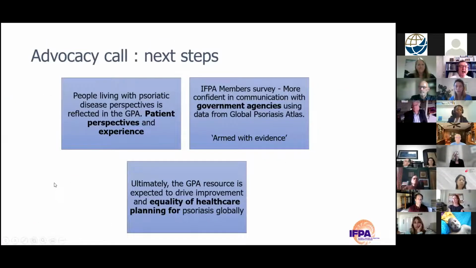Finally, before I get to the end, the advocacy call and the next steps. People living with psoriatic disease do want their perspectives heard and their experiences shared, and we do not underestimate the power of these conversations that go on in very local contexts. Secondly, IFPA member surveys continue to provide more information, and patient member associations have approached government agencies using the same data from the Global Psoriasis Atlas. We're calling it Armed with Evidence, and using this to close the gap between knowledge and action. And finally, the GPA, as you've noted, is a tool that is driving equality of healthcare planning globally.